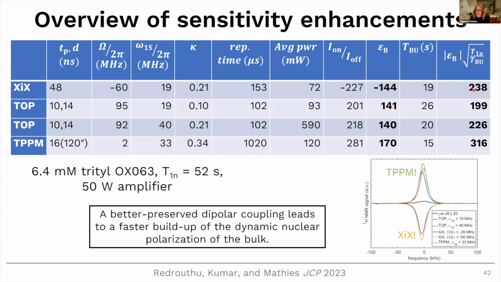A good number 2 is the XIX sequence in terms of its performance. The build-up is fast and the enhancement is also high. And here we note that this performance can pretty much already be accomplished at a nutation frequency of 7 megahertz. So if you have low power available, the XIX sequence is probably your best bet.